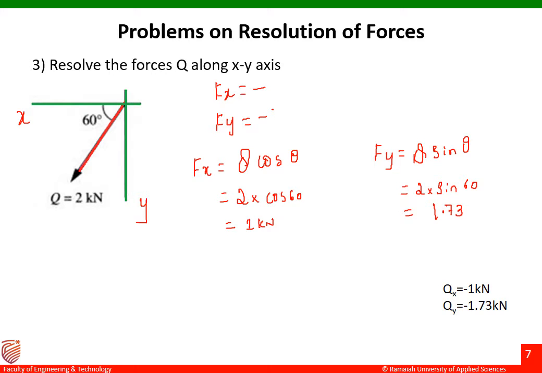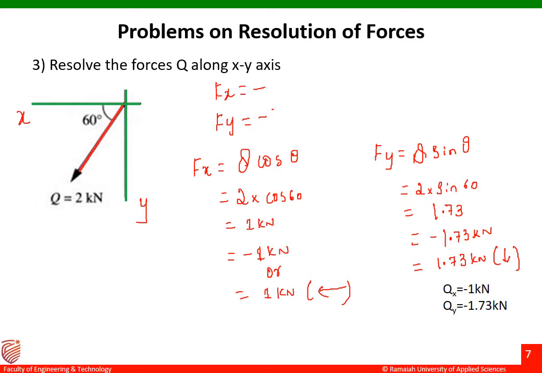So as we told in the beginning of this problem, Fx will be minus and then Fy will also be minus. That is minus 1 kilonewton, or it can also be written as 1 kilonewton. We have to mention the direction of the force. This is acting towards the left side, that's why it is taken as minus. Similarly, for the y component, the answer is minus 1.73 kilonewton, or it can also be written as 1.73 kilonewton. We have to mention the direction of force, that is towards downward direction.